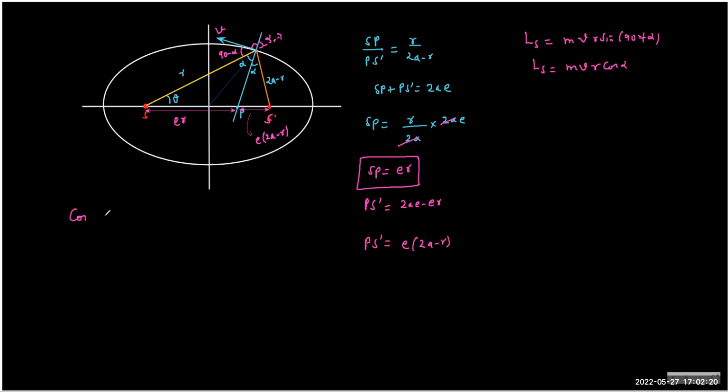Cos 2 alpha equals R square plus, minus, upon, minus R.